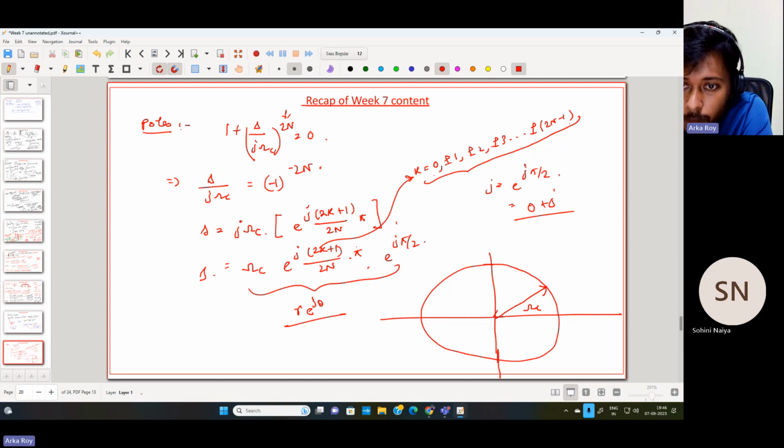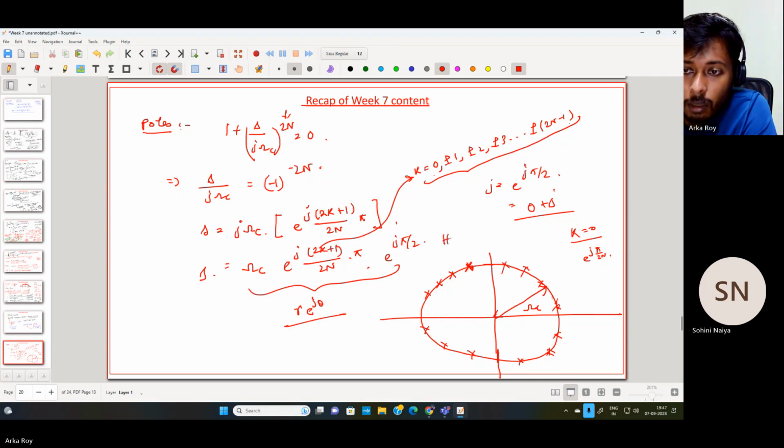And when I consider that k is equal to 0, it is e to the power j pi by 2n. Let us consider this particular position. However, I am getting some phase shift of e to the power j pi by 2. So I will be shifted by pi by 2, so this particular position will map over here. So likewise, every pole will be shifted by 90°, and these are the pole locations about the circumference of this particular circle.